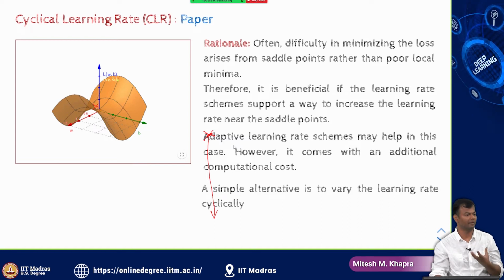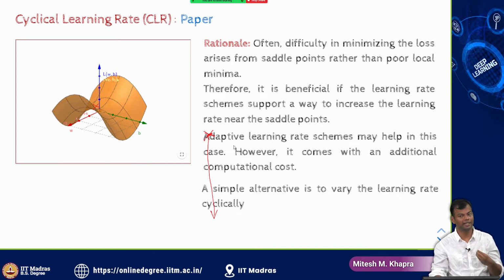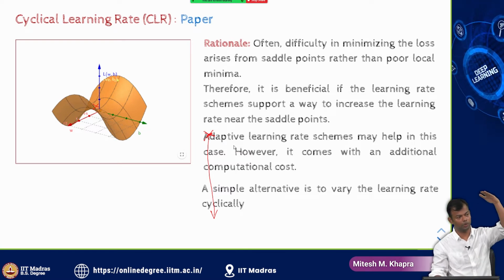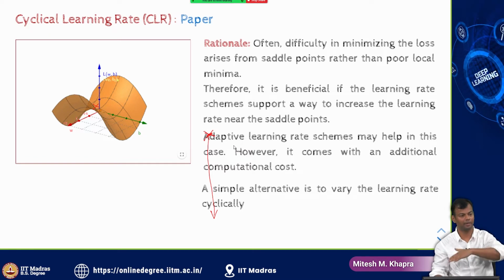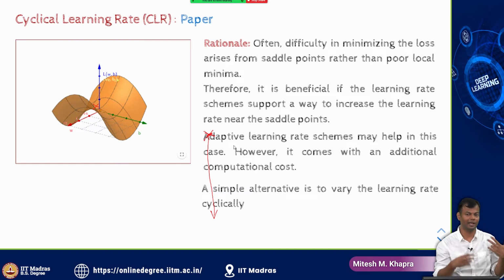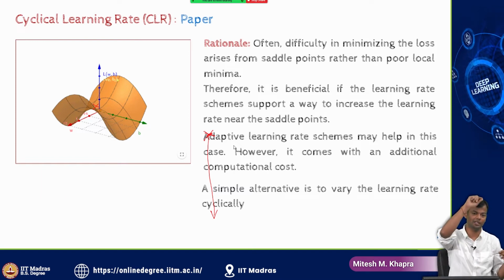Instead, what if we have a simple learning rate scheme where we alternately vary the learning rate? We start small, go to high, again make it small, again go high, again make it small, just cyclically keep doing it. So now we are not looking at history or anything. We are gradually increasing it, then again decreasing.